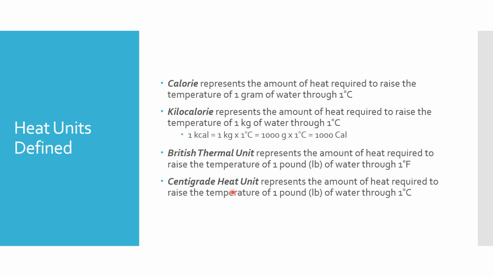The centigrade heat unit is also another unit, but it is very rarely used. Still, it is a unit, so we have to define it. It represents the amount of heat required to raise the temperature of 1 pound of water by 1 degree Celsius. So in the British thermal unit you consider 1 degree Fahrenheit, but in the centigrade heat unit you raise the temperature by 1 degree Celsius. This is the only difference between these two units.